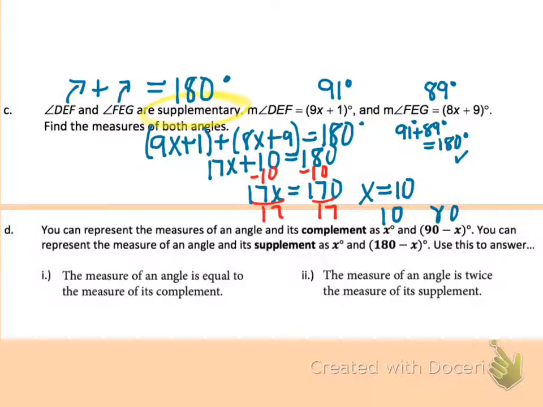But if we don't know either one of the angles, but we just happen to know that they're complementary, we would say something like one was x and the other one would be 90 minus x. So you can represent the measure of an angle, supplement as x and 180 minus x, and complements x and 90 minus x. Use this to answer. So the first part, it says the measure of an angle is equal to its complement.